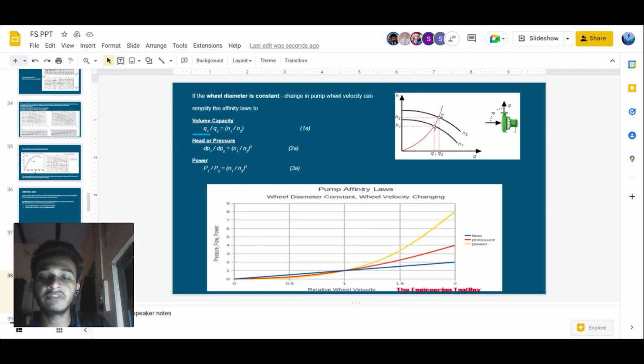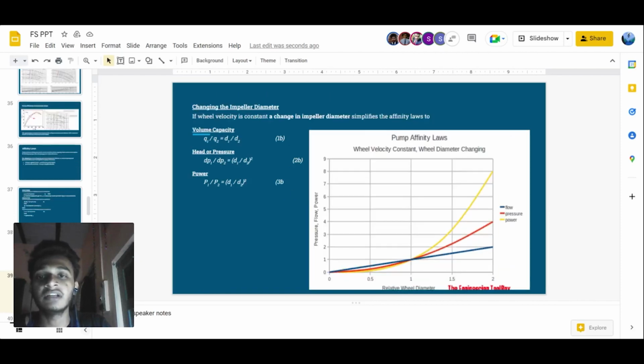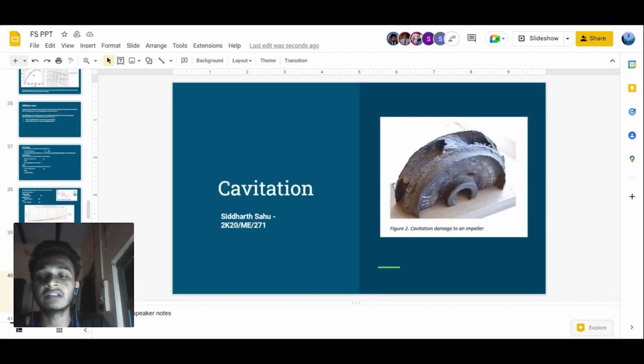Now we are talking about the two sets of affinity laws, first for a specific centrifugal pump. If wheel diameter is constant, then the corresponding equation of affinity law will change like this: Q1 by Q2 will be equal to N1 by N2, and similarly for head or pressure as well as power. And the second set is if we change the impeller diameter, then the corresponding equation will change like this, and the graph is given for the same impeller diameter and for changing the impeller diameter.